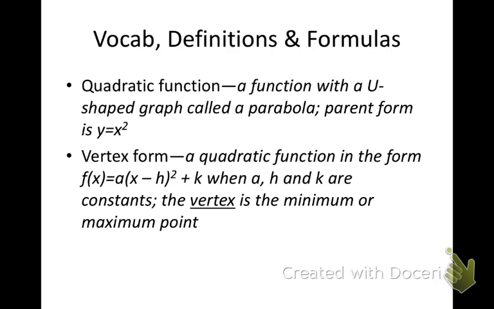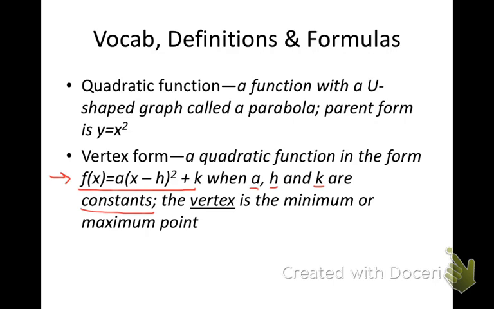And so when it's written in the form f of x or y equals a times x minus h squared plus k, that's vertex form right there. And that is where a, h, and k in the formula are constants or numbers. And then your x and your f of x or your y are just your permanent variables.